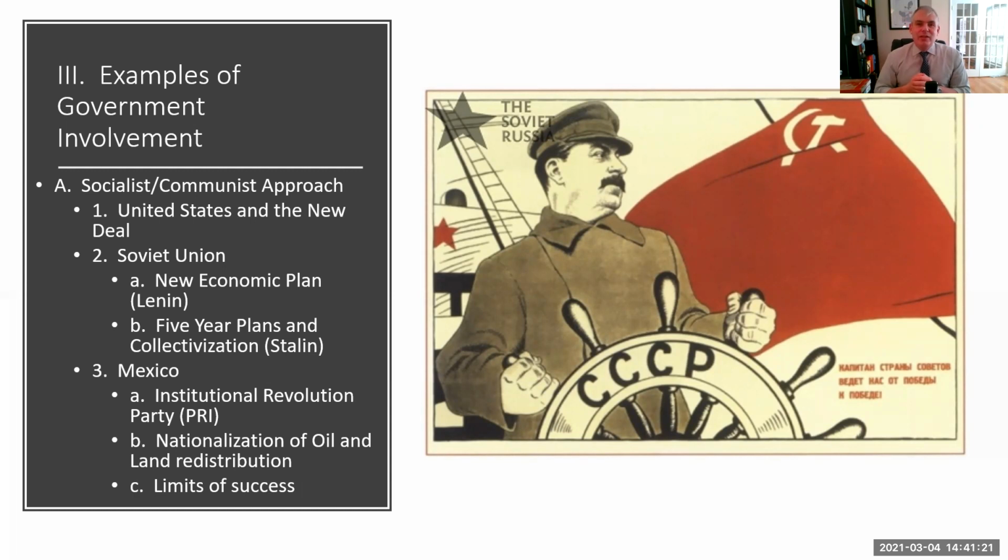And if you take a look at the propaganda poster from Stalin, you see him driving the ship of the Soviet Union. And that's a great example of what Stalin saw the role of government to be, to steer them forward into a bright future. And the thing is, you could find posters of FDR leading the United States into recovery. In Mexico, the PRI leading Mexico into recovery or into better times. That's a very common theme.